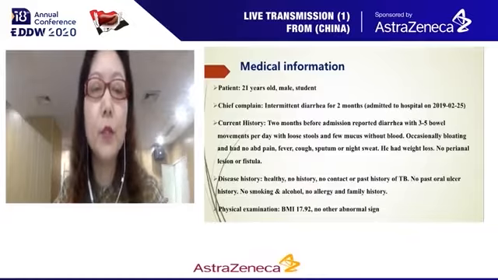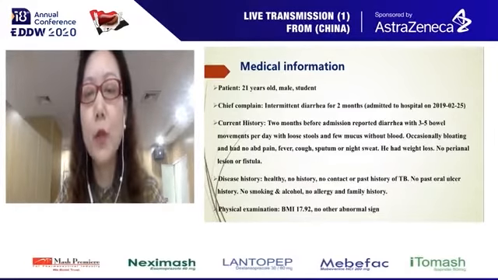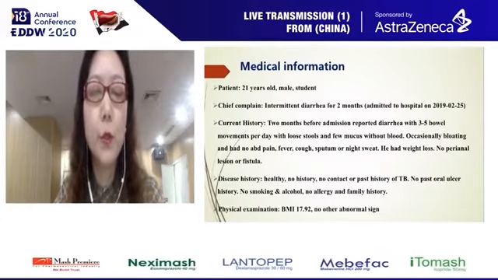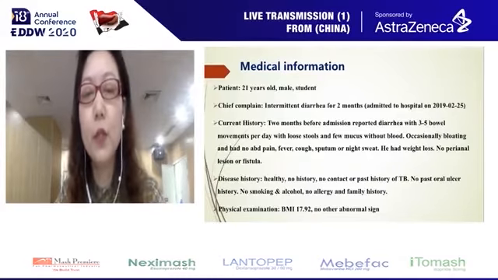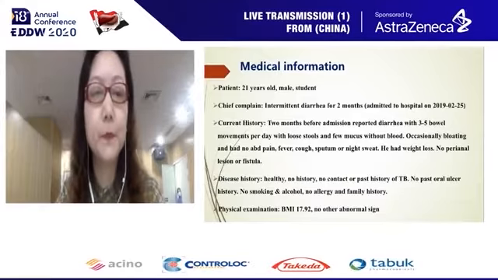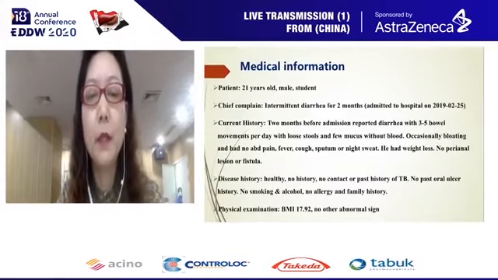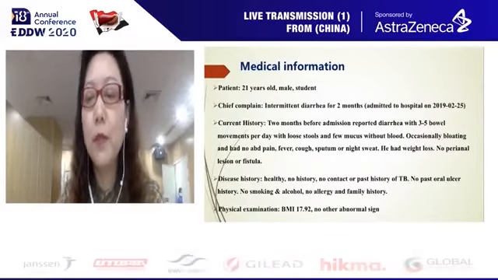The patient had no special disease history. He was healthy before. No contact or past history of tuberculosis. No past oral ulcer history. No smoking and alcohol. No allergy to any medication and any food. No special family history. And the physical examination showed BMI was 17.92. No other abnormal sign.